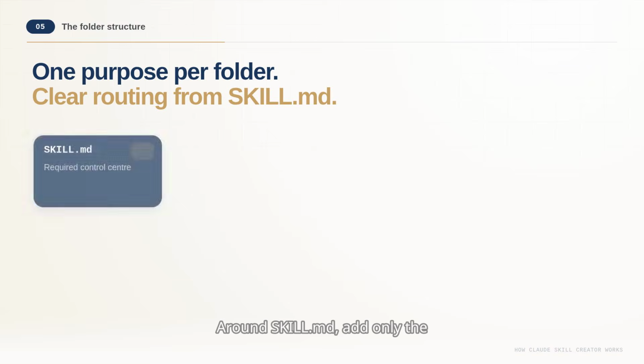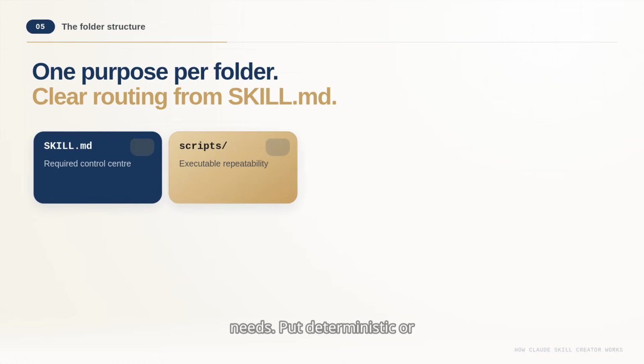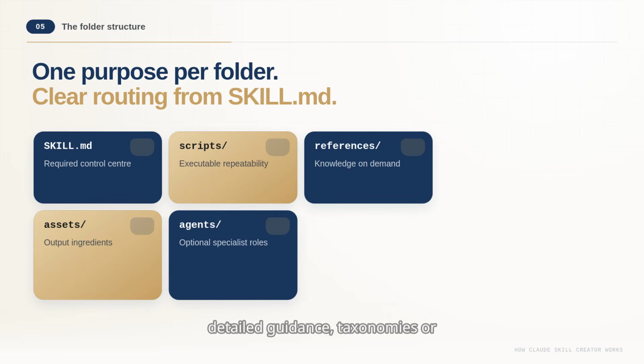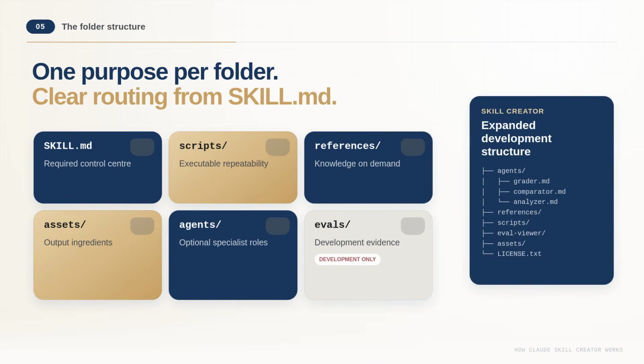Around skill.md, add only the resources the skill genuinely needs. Put deterministic or repetitive code in scripts. Put detailed guidance, taxonomies, or domain rules in references so Claude reads them only when relevant. Put templates, icons, fonts, or starter files used in the final output inside assets. A more advanced skill may include agent role instructions, such as a grader or comparator, but that is optional. During development, evals can hold test prompts and expected outcomes. Evals are evidence for building the skill. They are normally excluded from the final package.